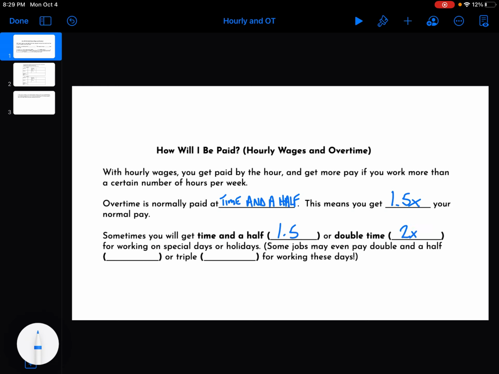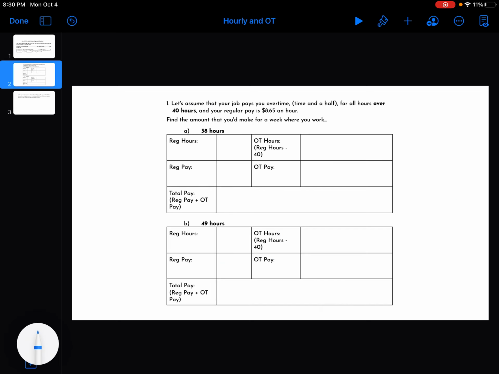on special holidays like Christmas, New Year's, or Boxing Day, where stores are typically not open because it's a statutory holiday, they'll even give you double and a half or triple times your pay. So that means you make 3 times or 2.5 times your regular pay. But for what we're dealing with, most of the time we're going to just be talking about time and a half. So the way this works is, let's assume you have a job.